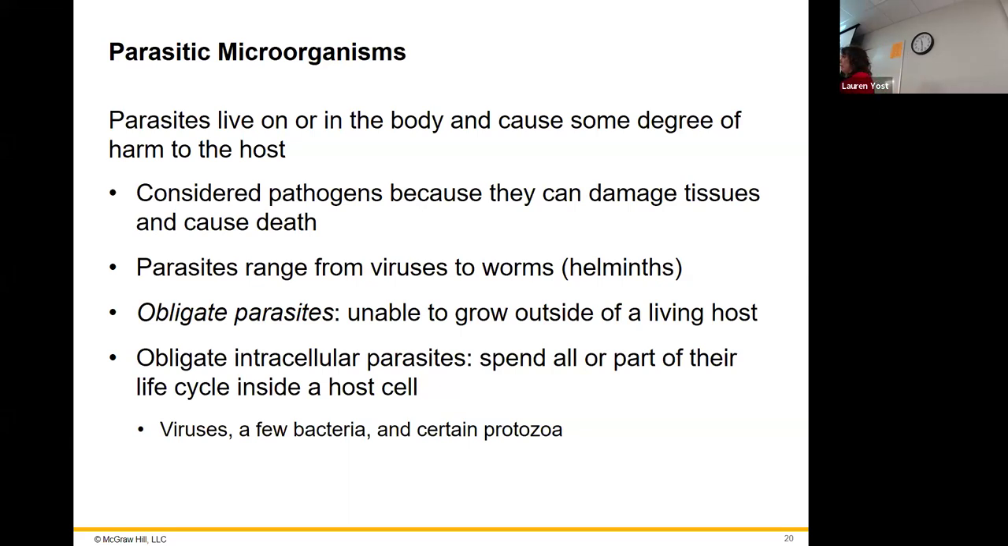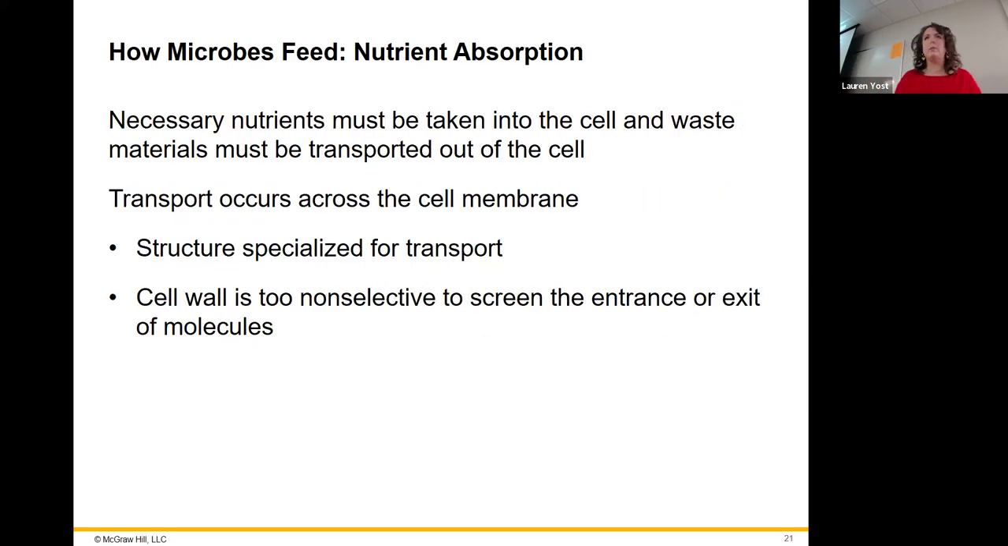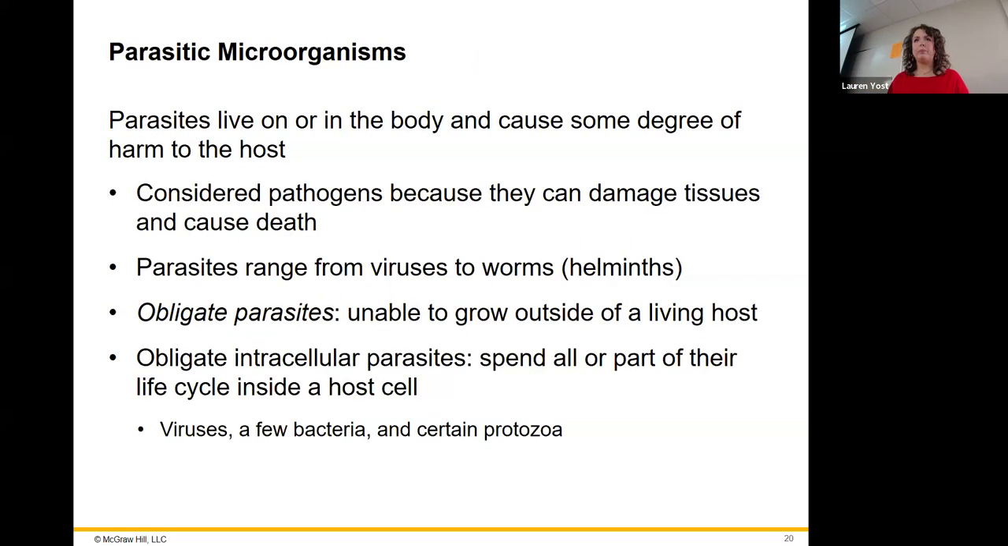Obligate intracellular parasites. So they're obligate parasites. They're causing harm always to the host. Viruses are intracellular because they have to be inside of the cell to function. And then some bacteria are like that and some protozoa are like that, it just depends. But always viruses, right?